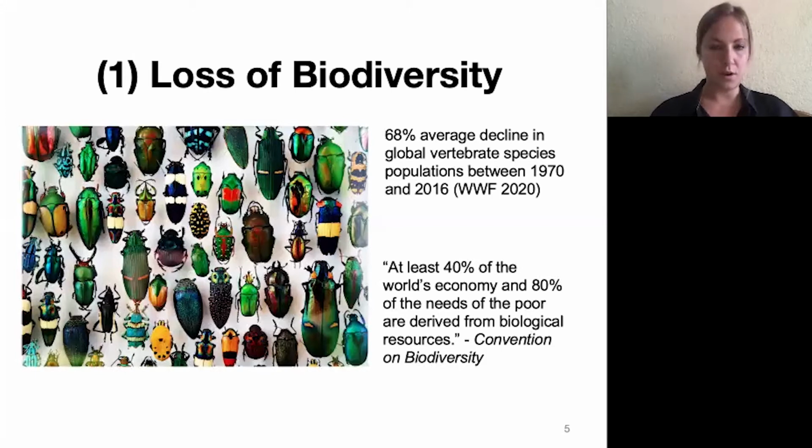And these are more strongly felt in Indigenous communities and people that live in poverty, as they are often more reliant on natural resources for their health, for their well-being, and livelihood. And the survival of these populations is most impacted by this loss of biodiversity.